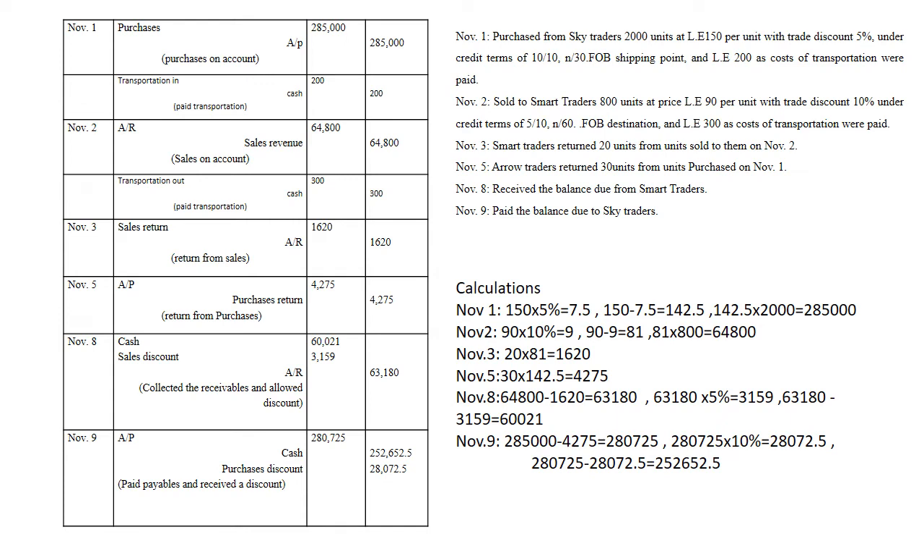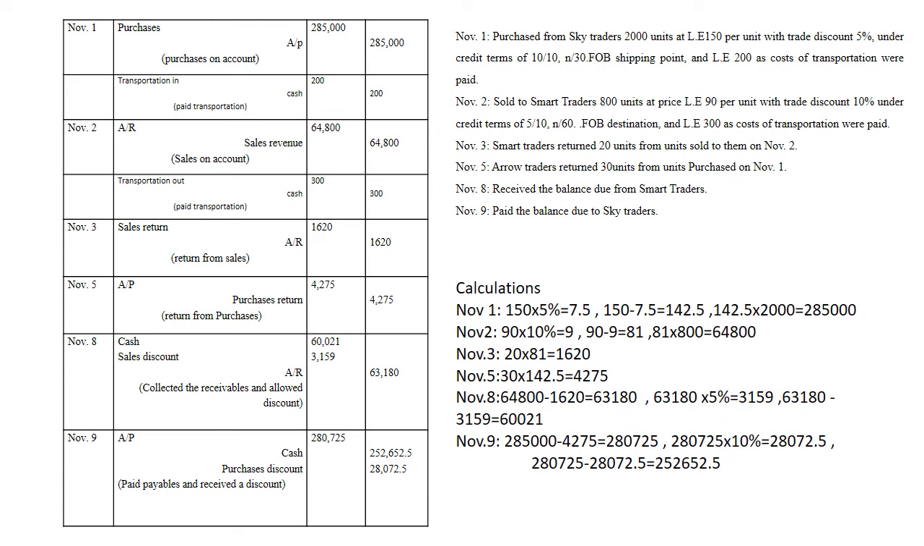I have to collect my money in 60 days. In 60 days, that's the due date. But if I collected my money within 10 days, I will give a 5% discount. That's a cash discount. It's not recorded on time of trade. It's not going to be recorded on November 2nd. It will be recorded only when Smart Traders come to give me my cash, when I'm going to close my receivable.